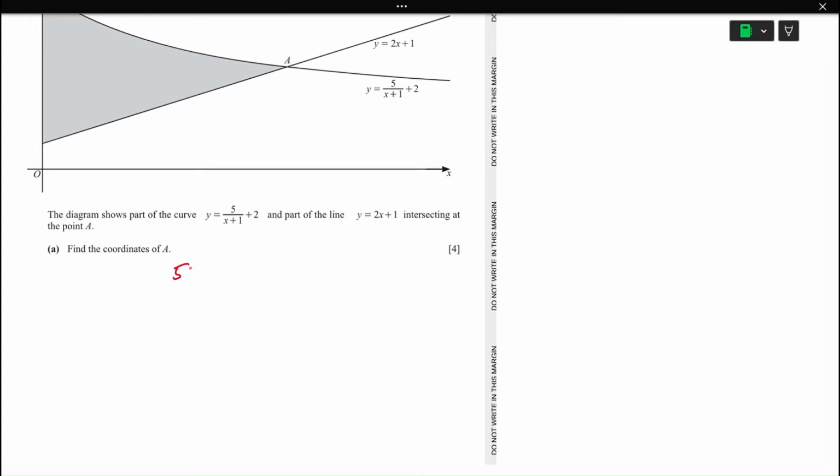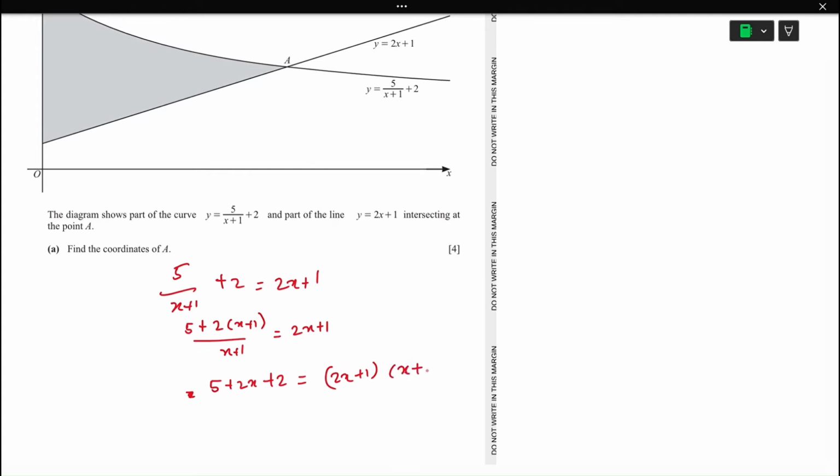Okay, 5 by x plus 1 plus 2 equal to 2x plus 1. Next, take the LCM on the left side. 5 plus 2 into x plus 1 over x plus 1 equal to 2x plus 1. So here, expanding 5 plus 2x, plus 2, equal to 2x plus 1 times x plus 1.